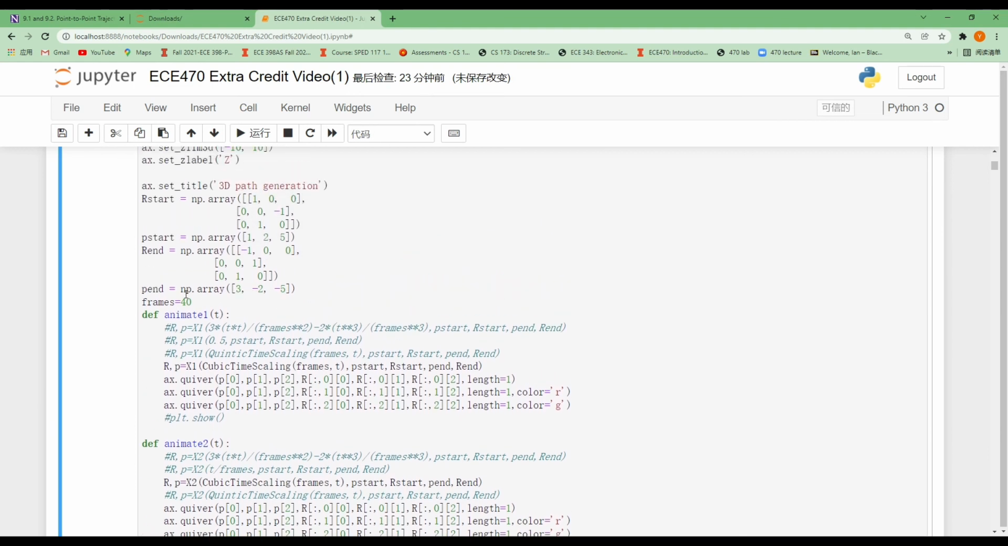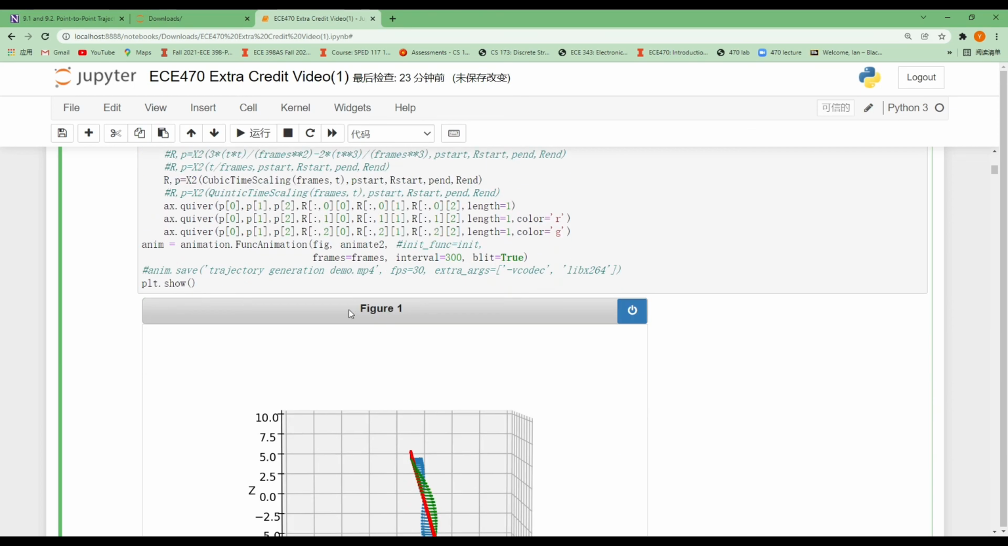We can also change the start position and end position, and also the start rotation and end rotation, and the graph will be different.